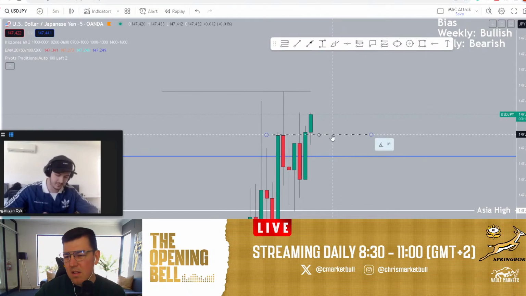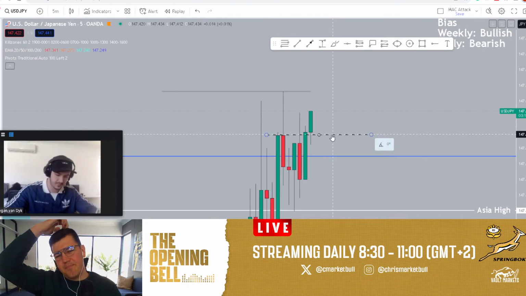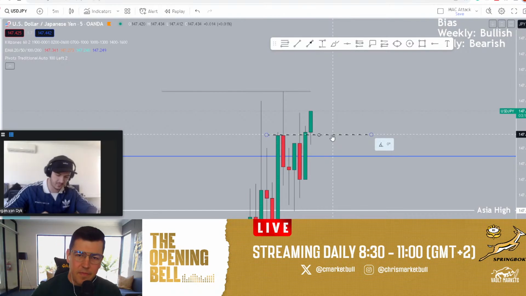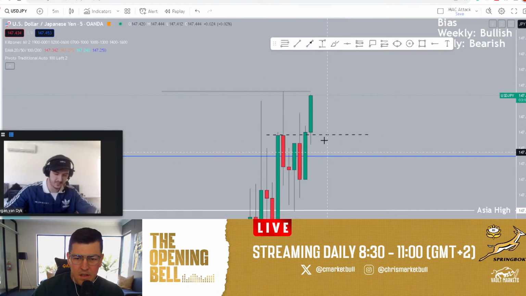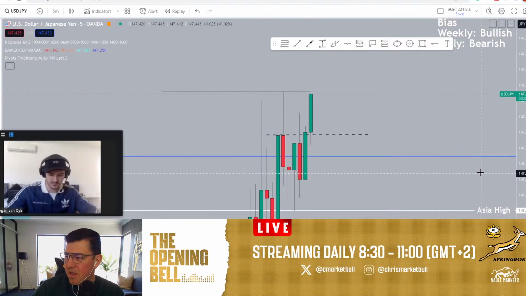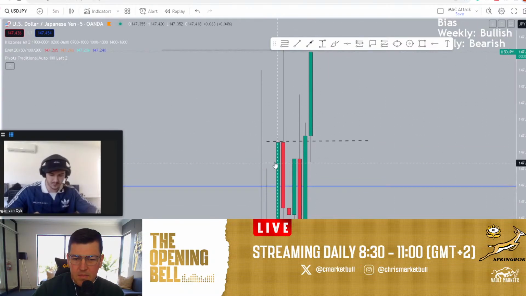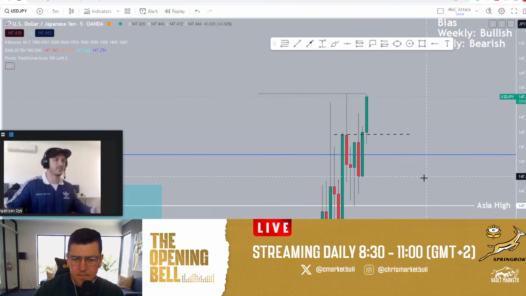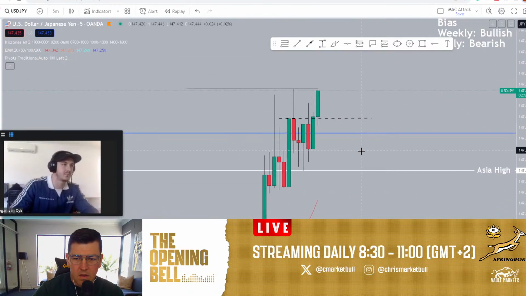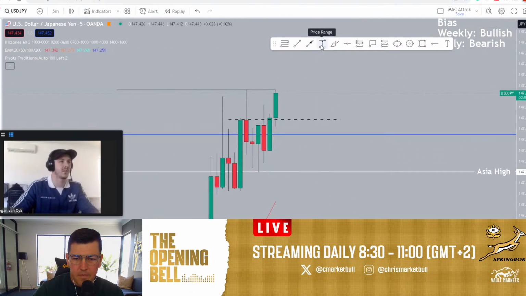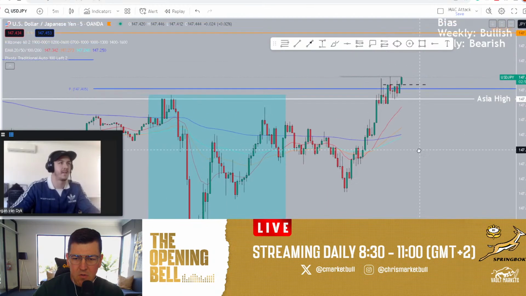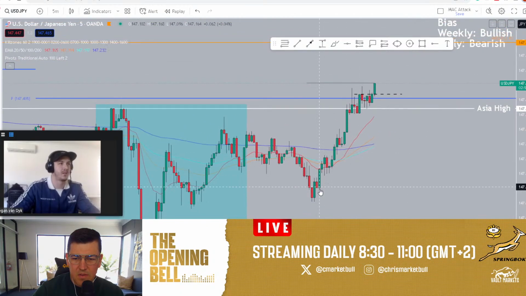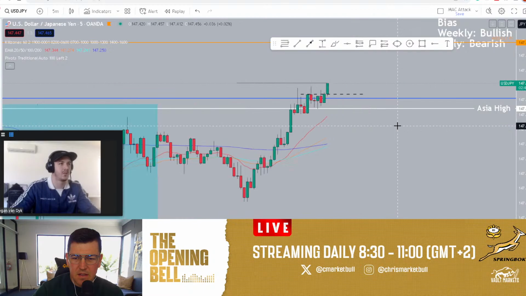I'm looking to long this. My only thing that I don't like is that we potentially missed our entry, and on my broker terminal this candle literally closed just below that level. And also what I don't like is how we just shot up straight.